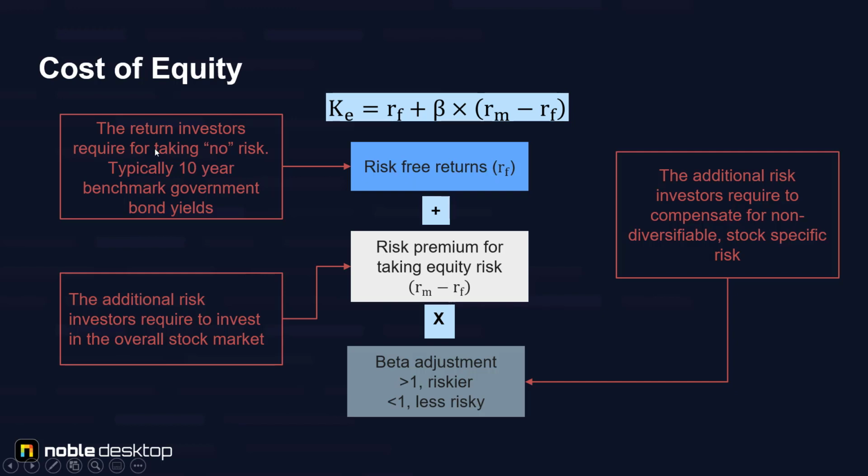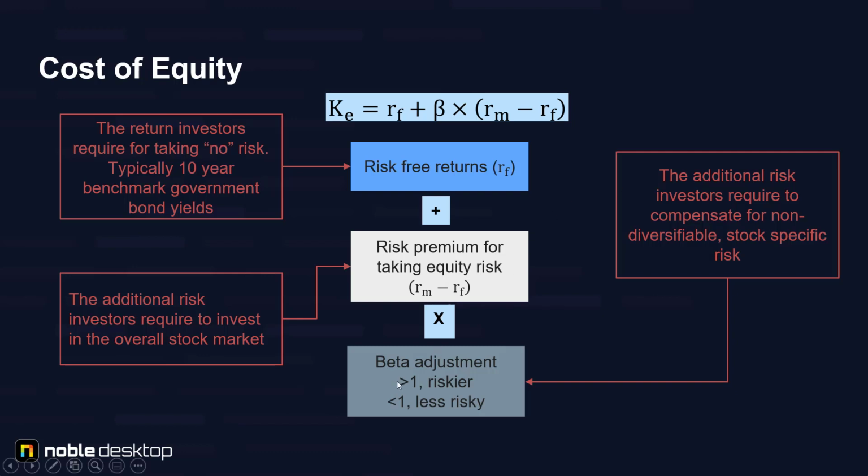Risk-free return is basically the return investors require for taking no risk at all. Typically, we would take 10-year benchmark government bond yields. The risk premium for taking equity risk, or market risk minus risk-free return, is the additional return investors require to invest in the overall stock market. And then the beta adjustment would be the additional return investors require to compensate for non-diversifiable stock-specific risk.